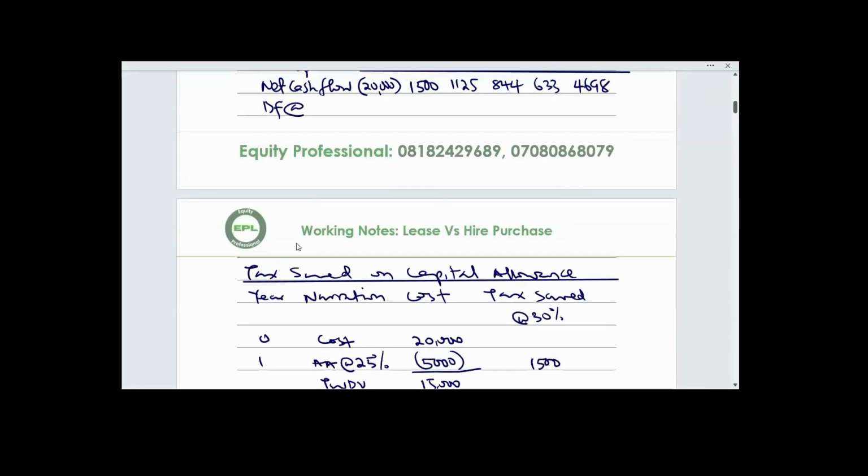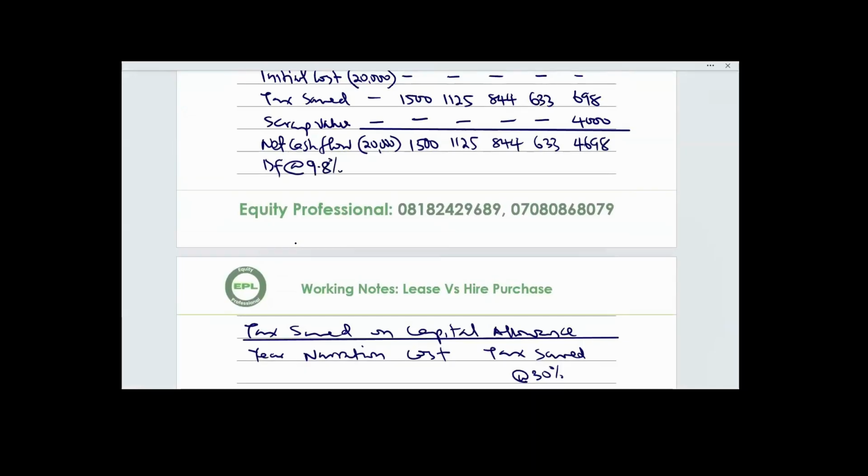So 9.8%. At 9.8, in year 0 is 1. For year 1, it will be 1.098 raised to power minus 1, that's 0.911. Then for year 2, 1.098 raised to power minus 2, that's 0.829. Then for year 3, 1.098 raised to power minus 3 equals 0.755. Please, at your end, you must confirm these numbers to be sure that we are using the right figure.